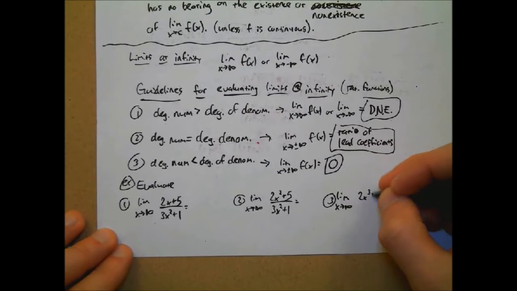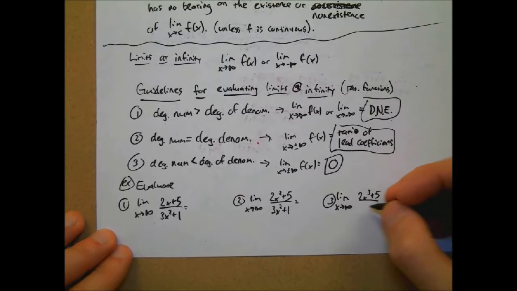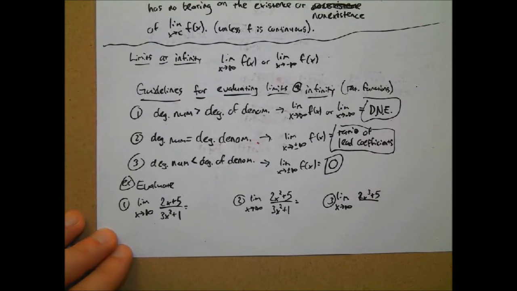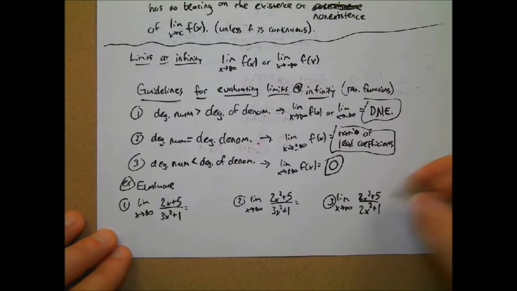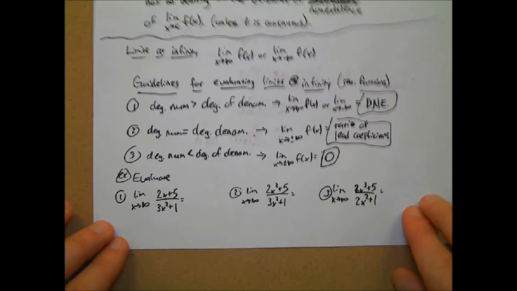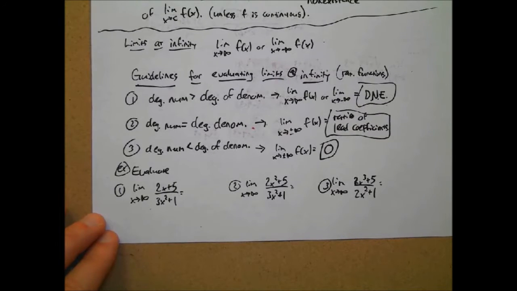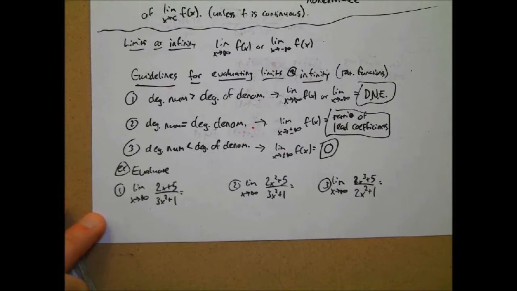Say again. 3x squared, yes, both in 1 and in 2. In the denominator, it's 3x squared. Okay. So. These are all limits as x approaches infinity.